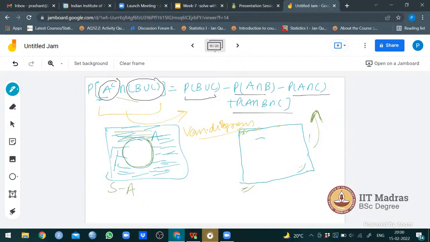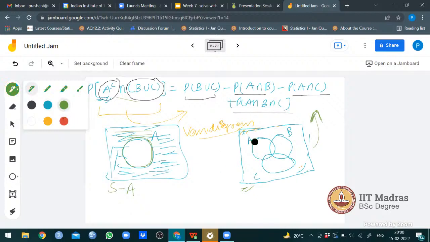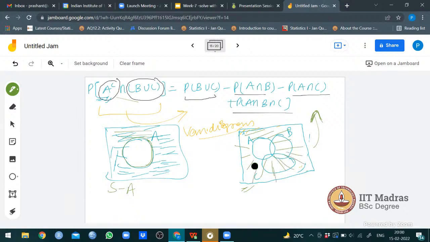The correct one is, suppose this is A, and this is B, and this is C. I have to draw A complement. A complement means everything except A, so these whole things. Yesterday, in the last session, I took this also. Sorry for that. I don't know how I made that mistake. A complement is this one.